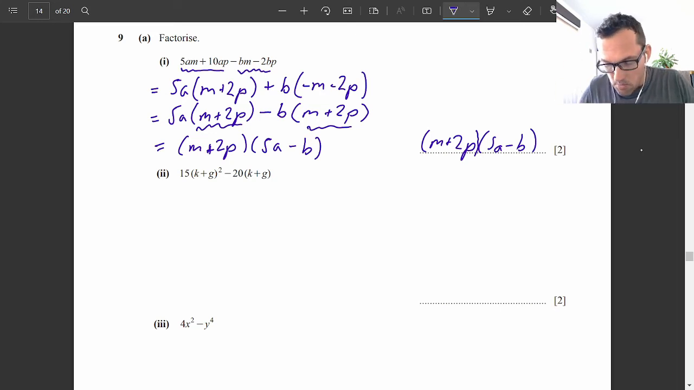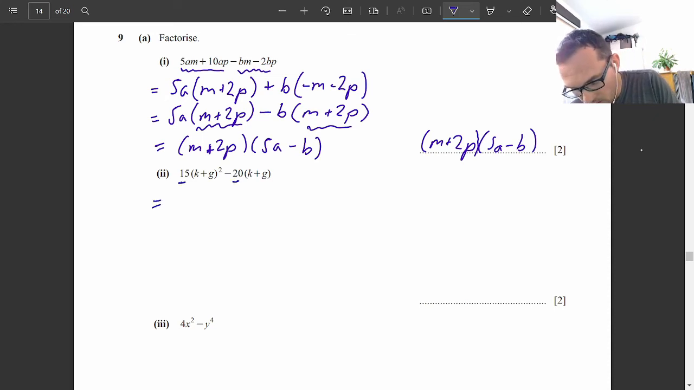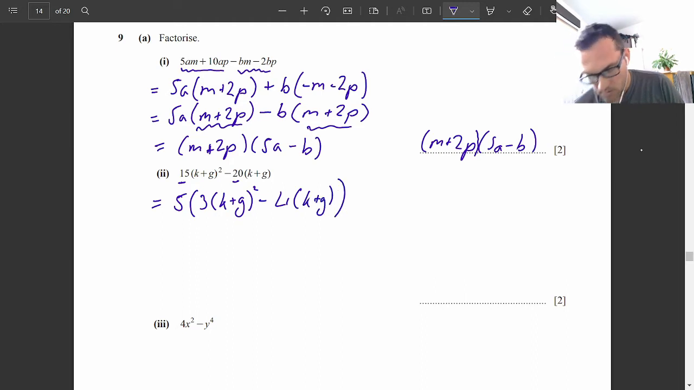Question 9, number 2. Let's have a look. What can we see there? First, common factor of 15 and 20 is 5. So we can factorize out 5. We'll be left with 3k plus g squared minus 4k plus g, close the bracket.